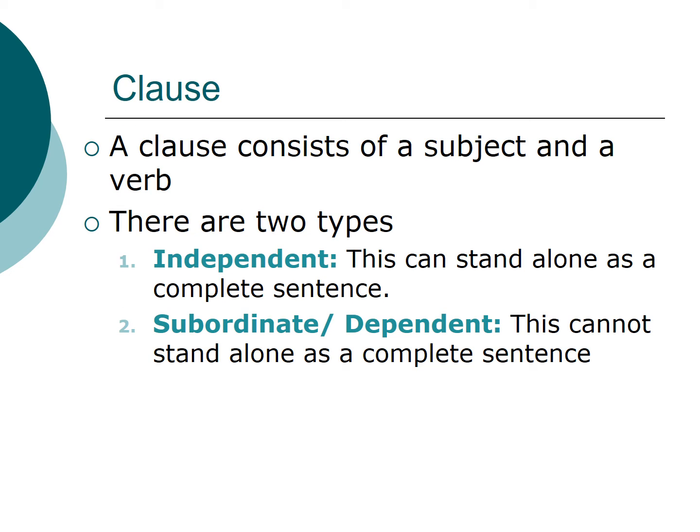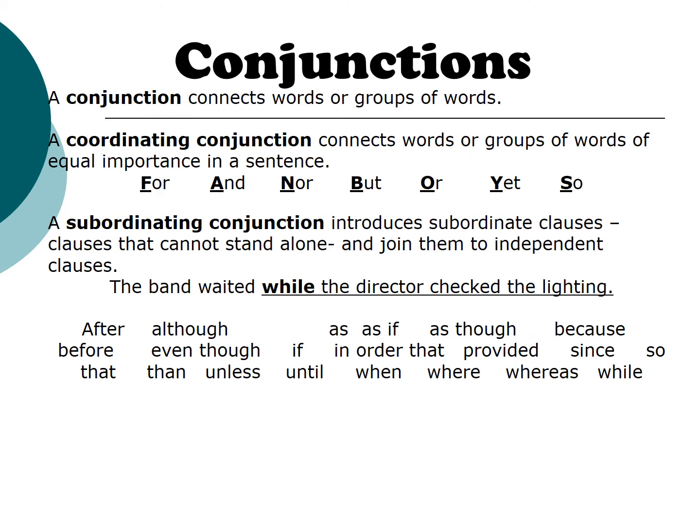A clause consists of a subject and a verb. There are two types. Independent, this can stand alone as a complete sentence. And subordinate or dependent, this cannot stand alone as a complete sentence. Let's have a look at conjunctions. A conjunction connects words or groups of words.